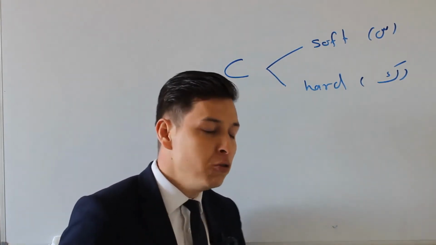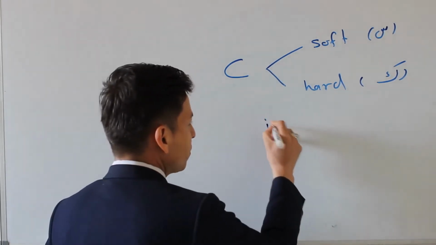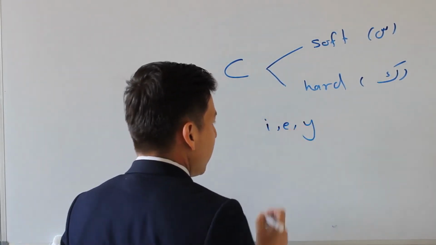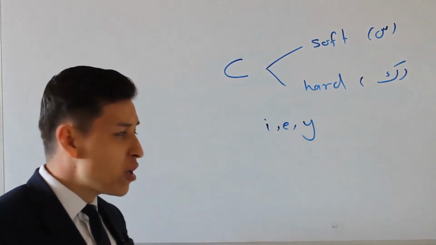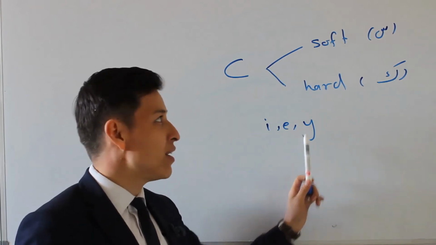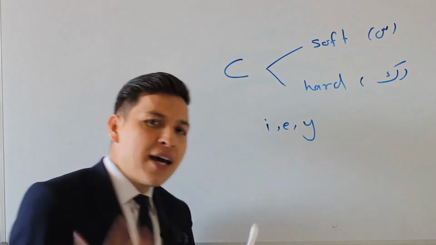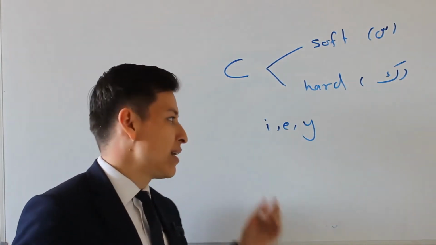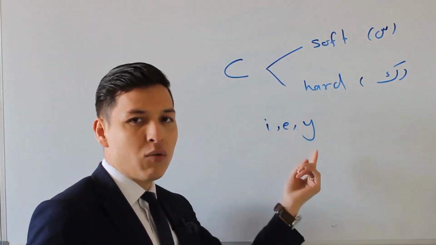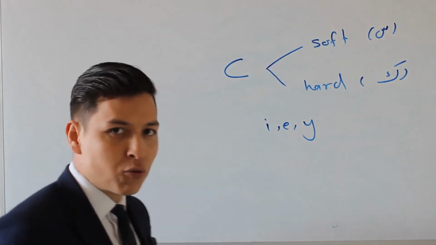So we have a rule. If the letter C is used before I, E and Y, at that time we can say that this is soft C. And when we have some other letters except I, E and Y, at that time it is hard C. We're going to have some examples for more clarification.